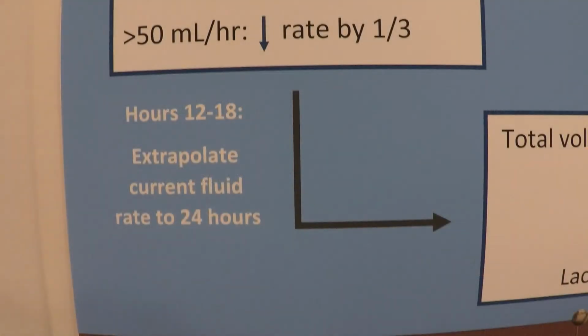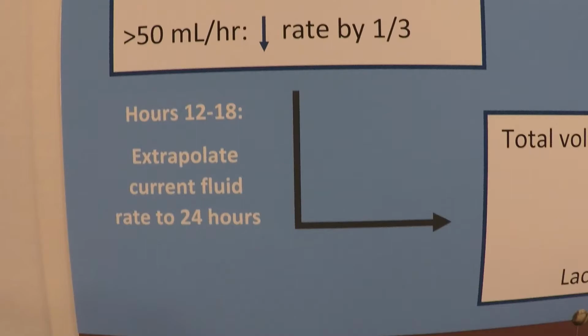Another thing we do to help reduce the total volume we give in certain patients is potentially give albumin. This is something that's a bit confusing for a lot of people because it's not very clear in a lot of places. The recommendation is that at hour 12 to 18 of resuscitation, you're going to extrapolate out the current fluid rate that you're on for the patient. So if they're running at 400 cc's per hour, you multiply that by 12 more hours to get whatever your total volume would be in 24 hours if you kept it at the same rate.